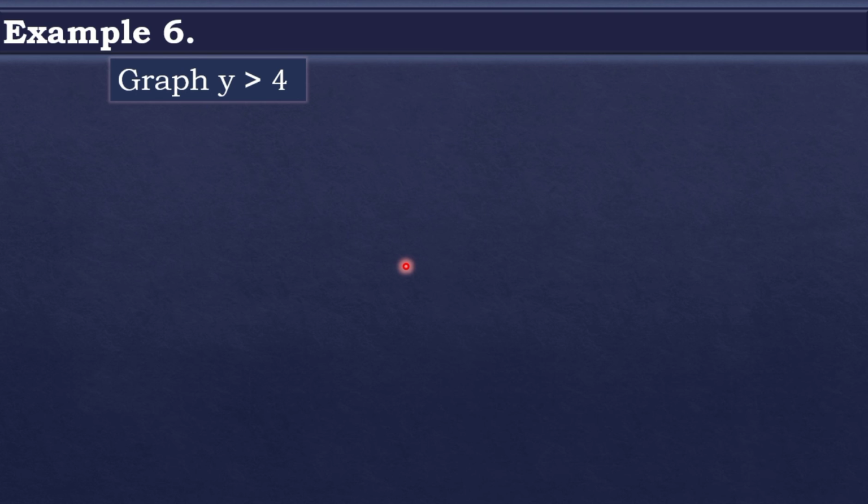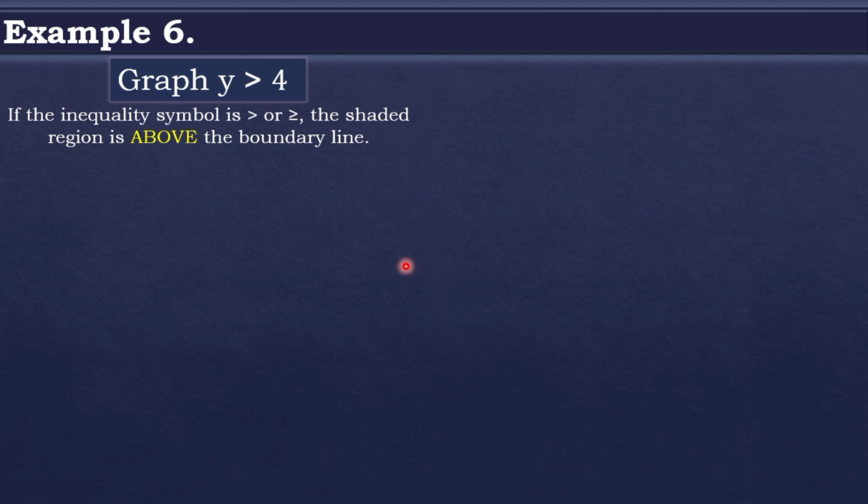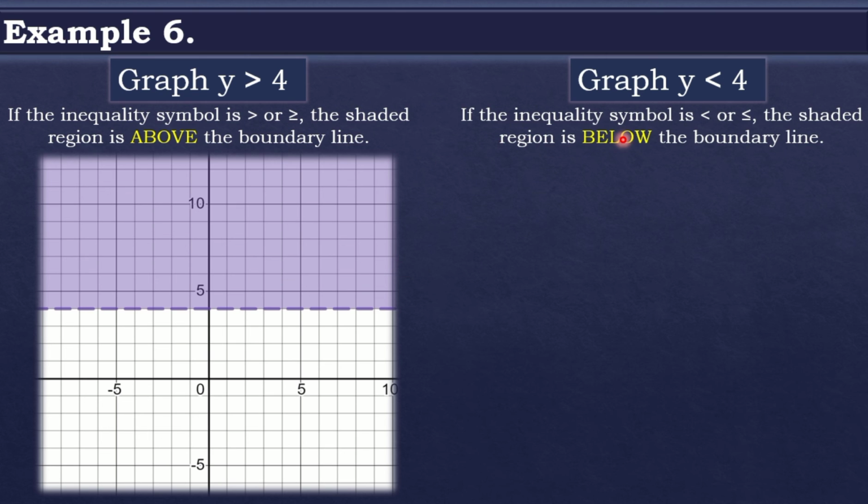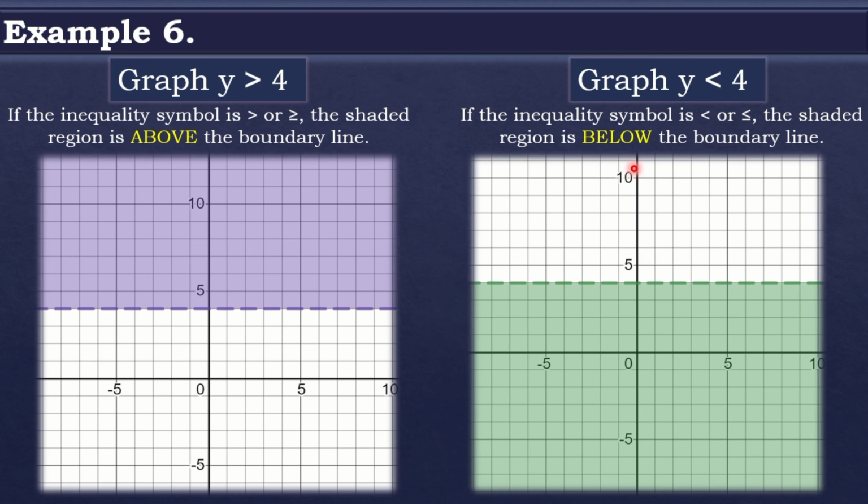Okay. How will you identify or how will you graph? Okay, easily. Kapag binigyan kayo ng mga ganito na isa lang ang variable. So if the inequality symbol is greater than or equal, the shaded region is above the boundary line. Ito po siya. Okay? Ito po. So, halimbawa naman, if the inequality symbol is less than or equal, the shaded region is below the boundary line. Ito po.